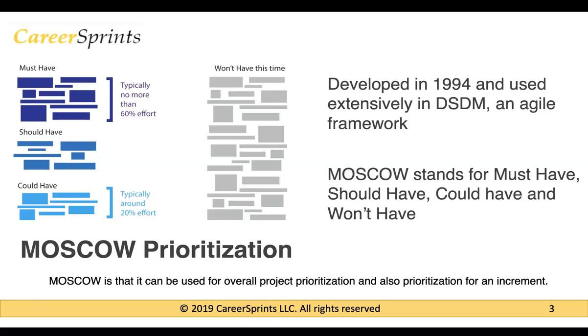Now, won't have features are simply features that we don't probably like. They are features that are meant to be kept outside of the project, if not entirely, then at least for the upcoming release or the increment. Won't haves can be very powerful in keeping the focus at this point in time on the more important could have, should have, and particularly the must have features.